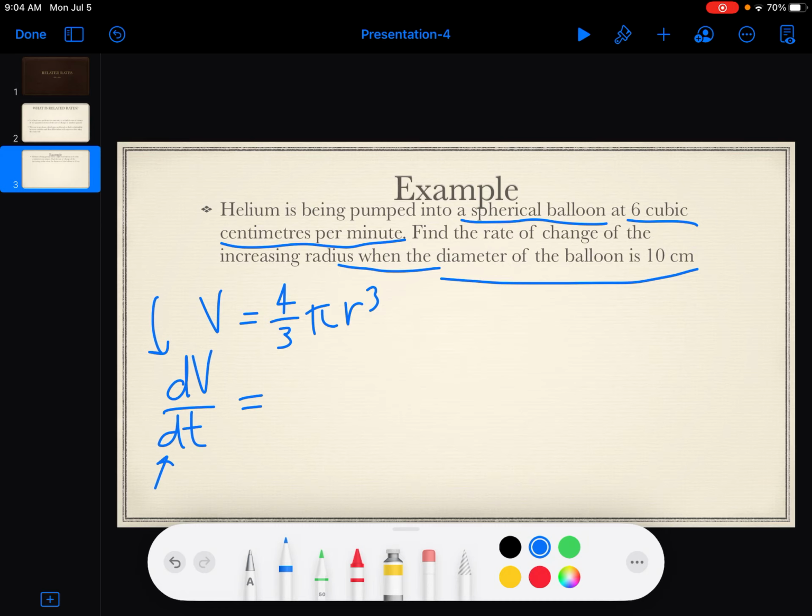So let's do the right side now. 4 over 3 pi, this is just a constant. Our radius is changing with respect to time, so we've got r cubed here. We need to take the derivative of this with respect to time. And what do we have to do? We have to use the chain rule because we've got this exponent. So we bring down the 3, and we've got r squared, multiplied by the derivative of the inside, taken with respect to time, so we've got dr by dt.